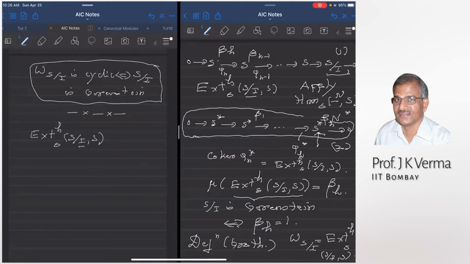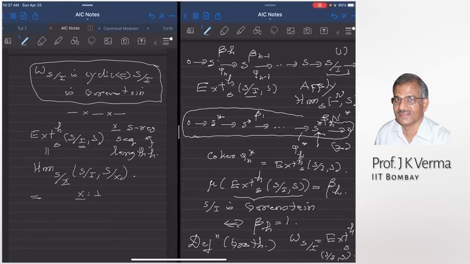So I has a regular sequence of length h. Suppose x bar is that regular sequence of length h. Then by change of ring principle, this x HA text is equal to Hom of S mod X, S mod I, S mod X. But this is equal to X colon I over X.